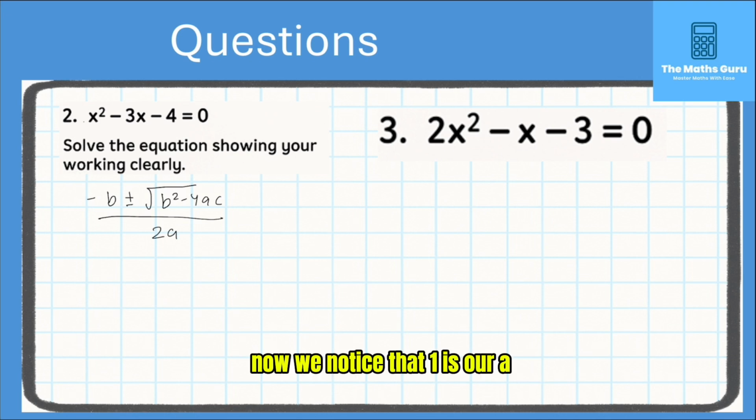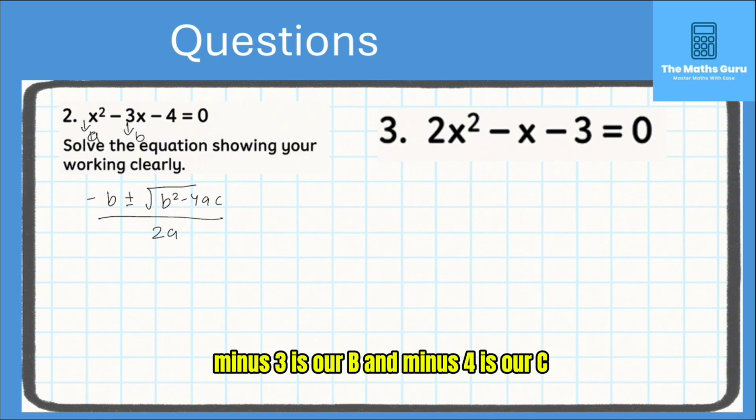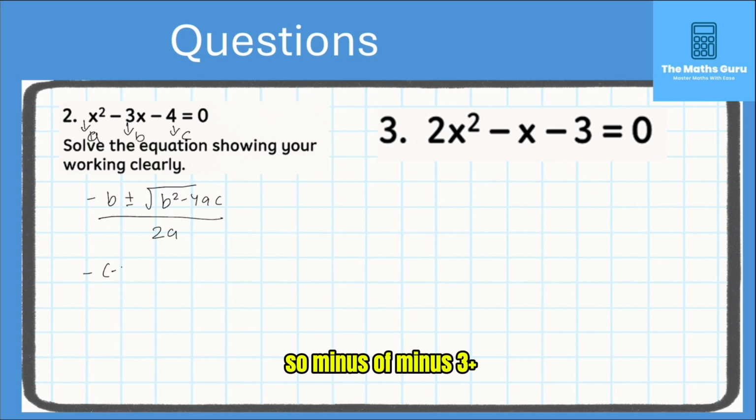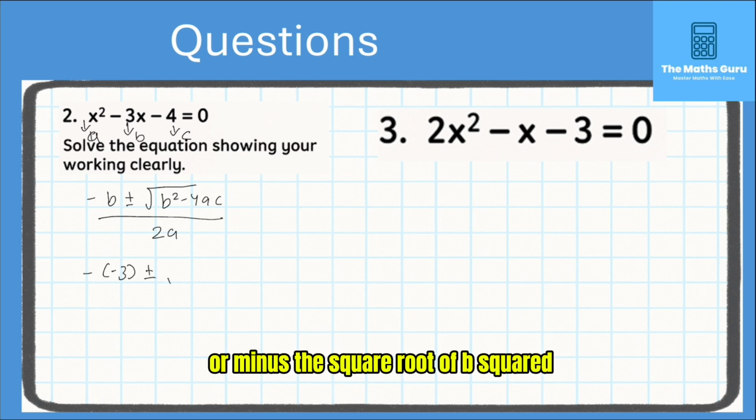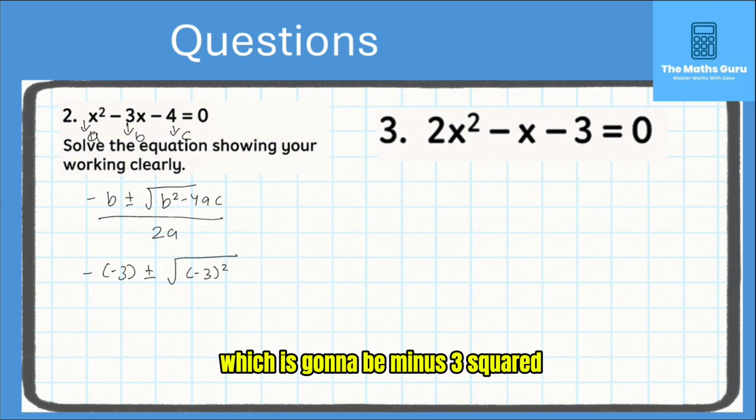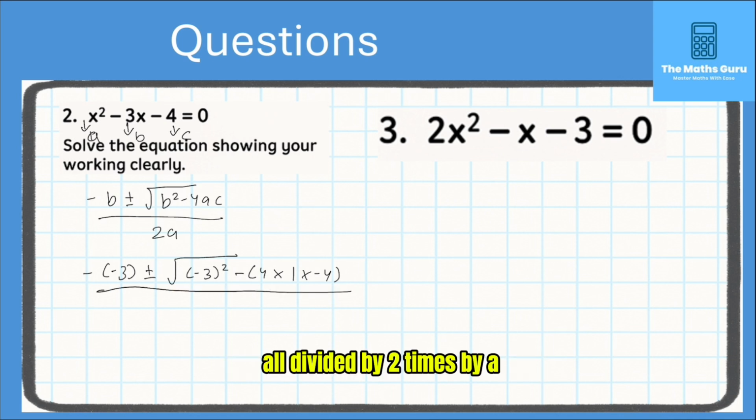Now, we notice that 1 is our a, minus 3 is our b, and minus 4 is our c. So we want to plug this into our formula. So minus of minus 3 plus or minus the square root of b squared, which is going to be minus 3 squared, minus 4 times 1 times minus 4, all divided by 2 times a, which in this case will be 1.